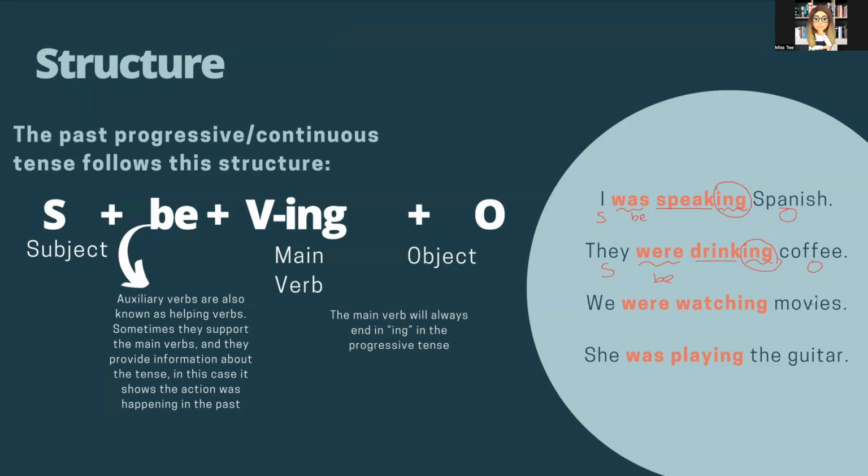We were watching movies. We is the subject. Were is the form of be. Watching, so we have our main verb watch, then we've added ing on the end of this, and movies is the object of the sentence. Finally, she was playing the guitar. She is the subject. Was is the form of be. Playing, we have playing our main verb and then ing to show it's a continuous action. The guitar, that's the object of our sentence.